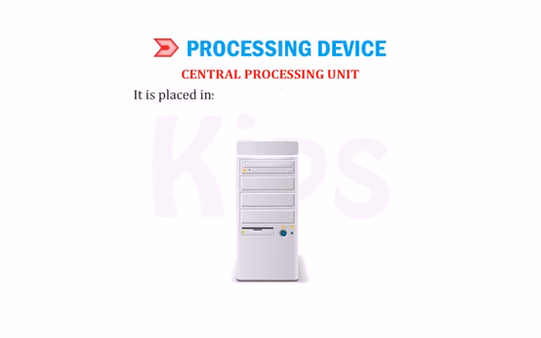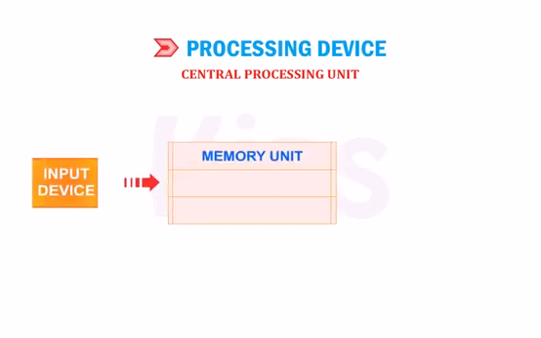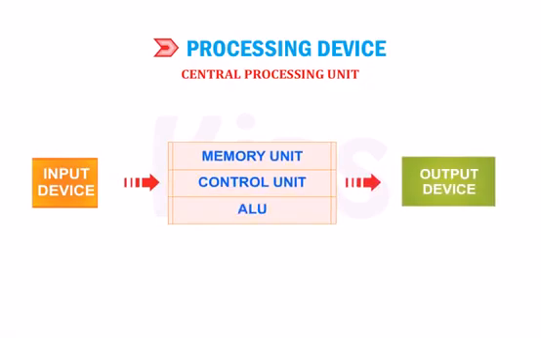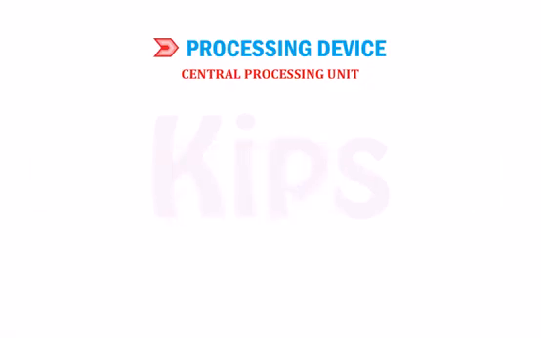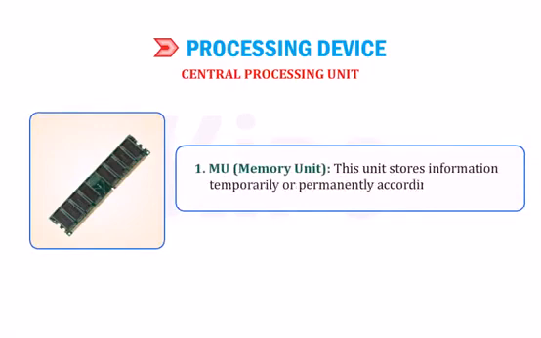It is placed inside a box called the CPU cabinet. The CPU has 3 main parts: ALU, CU and MU. Input device, memory unit, control unit, ALU, output device. Number 1, MU, memory unit. This unit stores information temporarily or permanently according to our need.